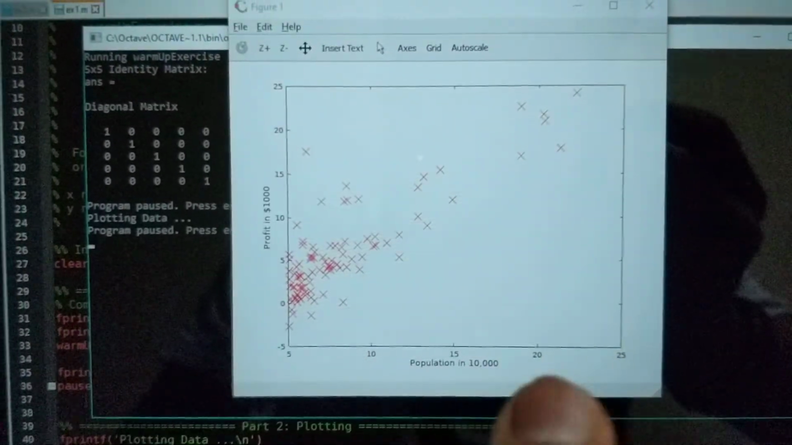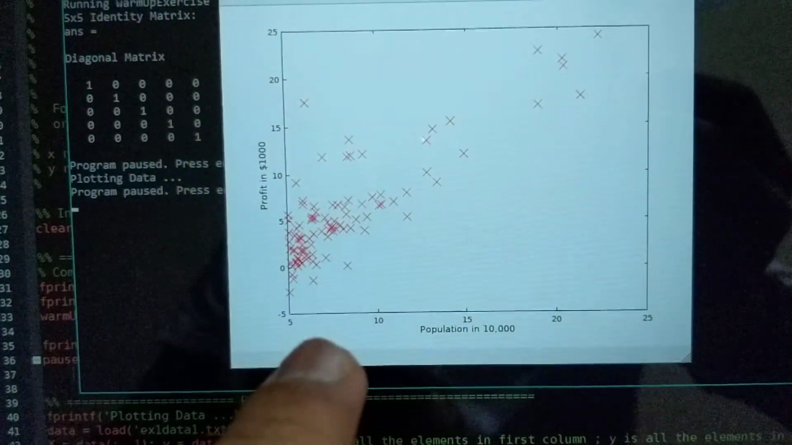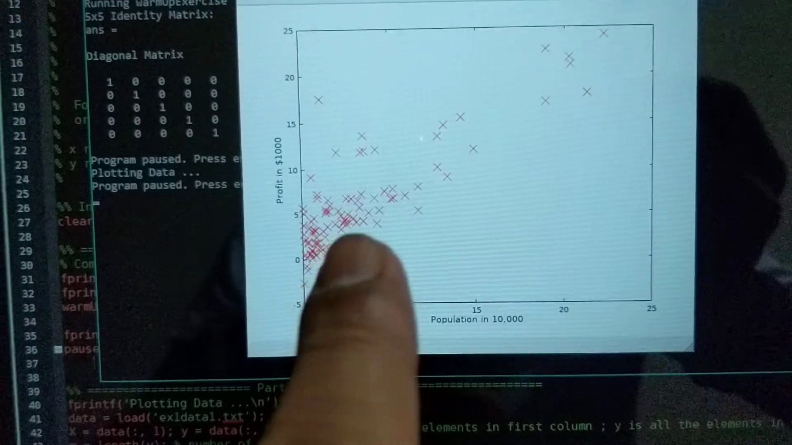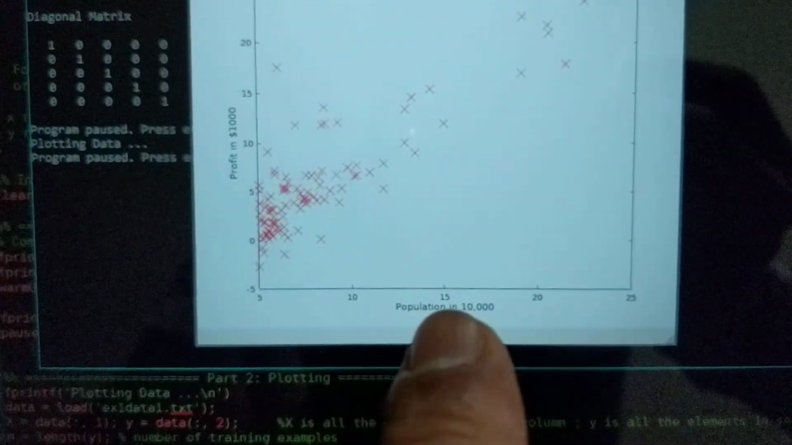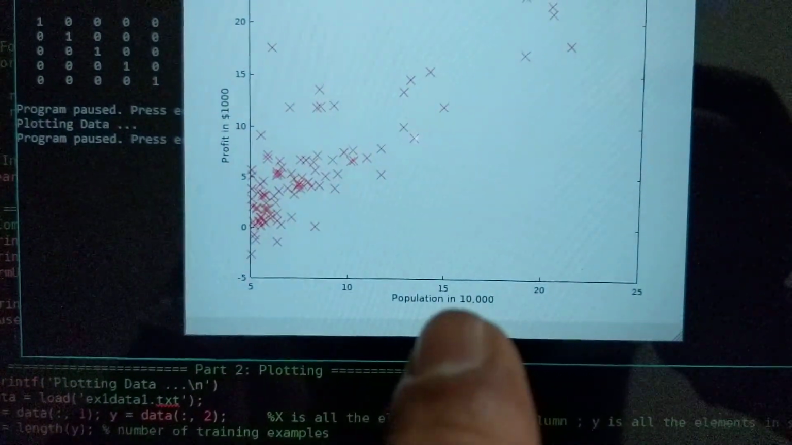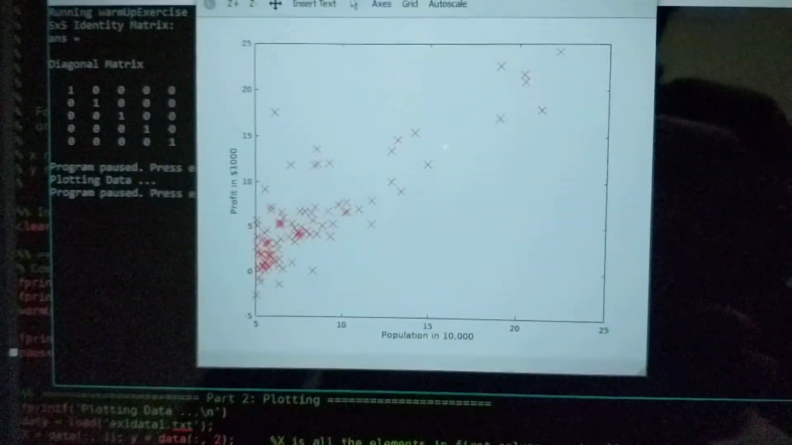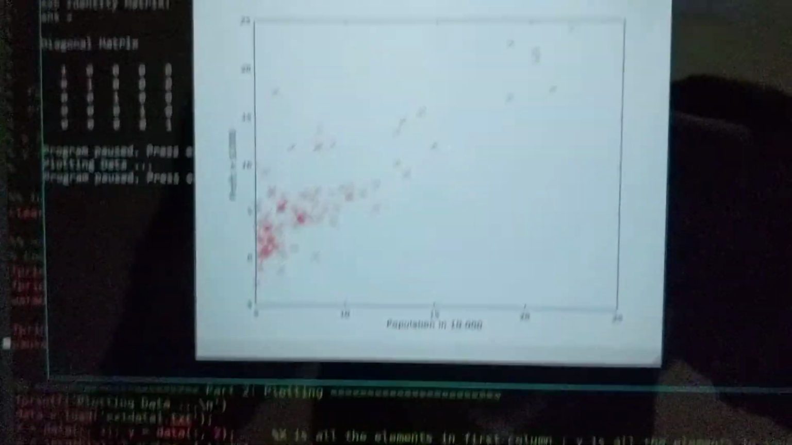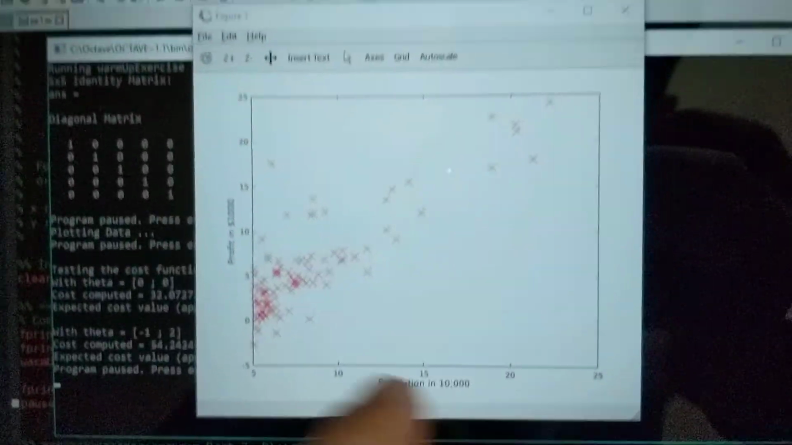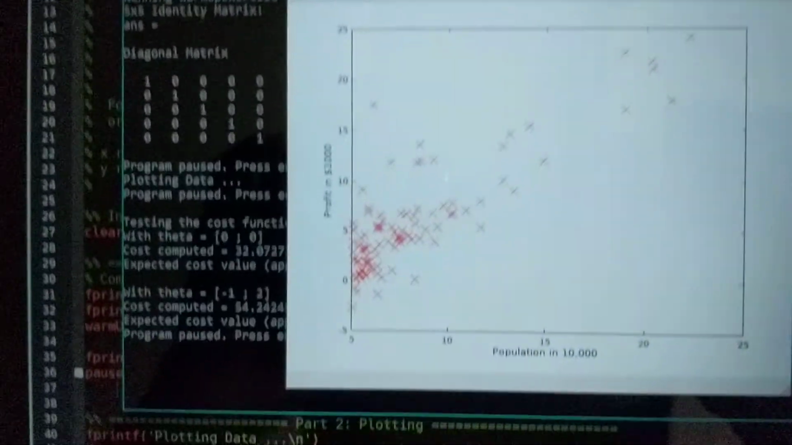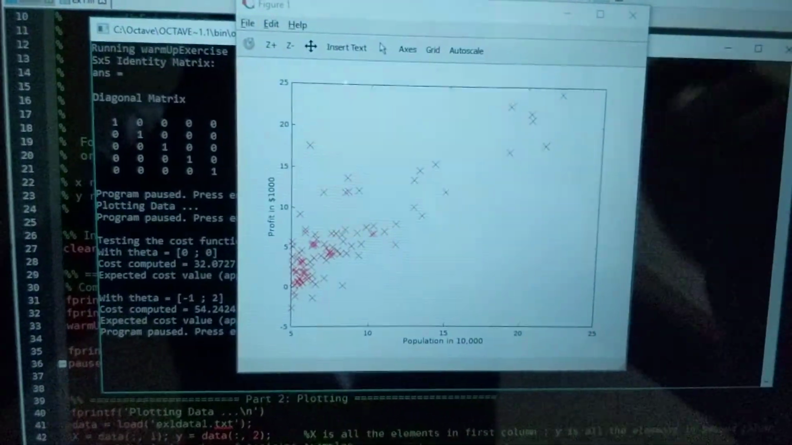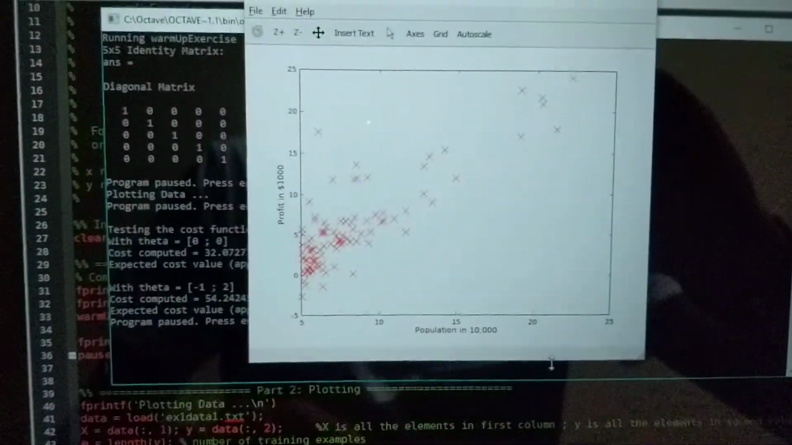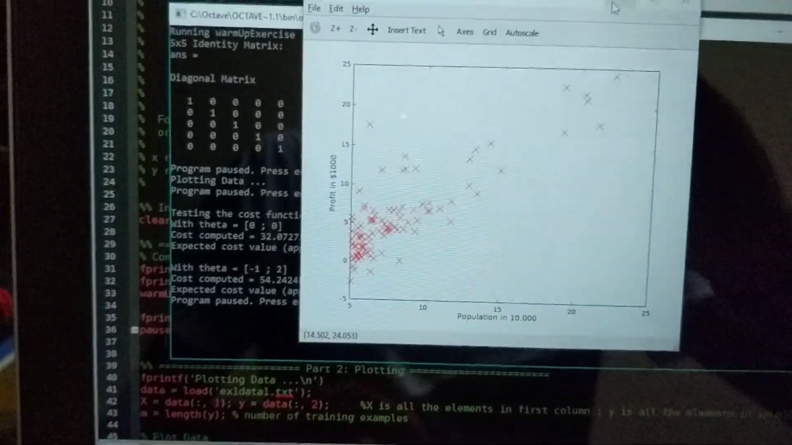So you can say that where the population is around 6-7,000, the profit is around $5,000. And as you go ahead, as the population of the place where your food truck is increases, your profit also increases. So that is that. This is just the data set, there's no machine learning happening here. Let me just run the code ahead.